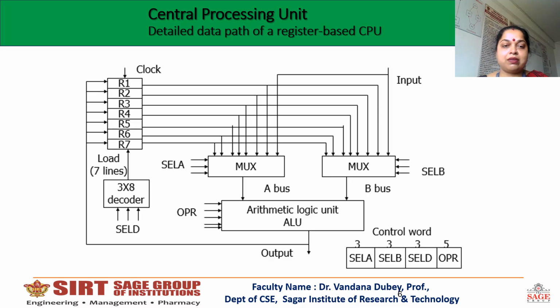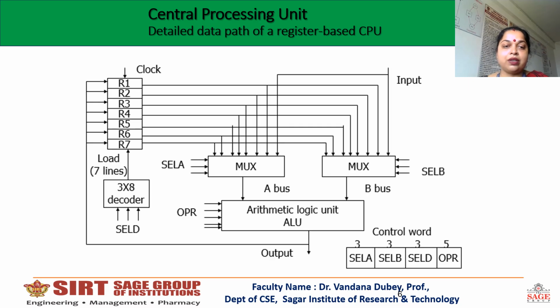This diagram illustrates the fundamental components and how they interact in executing the instruction. Talking about the components of the CPU data path, registers R1 to R7. The CPU contains multiple registers R1 to R7, which are small, fast storage locations used for temporary data storage during operations. These registers hold operands for arithmetic and logic operations and intermediate results.